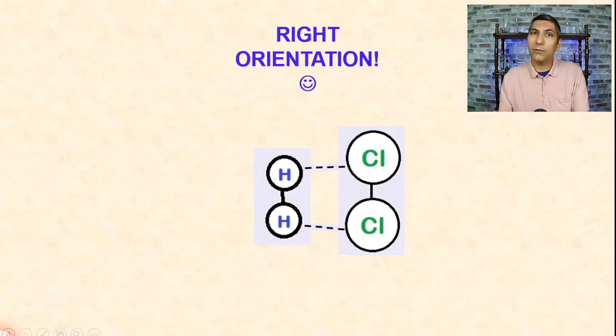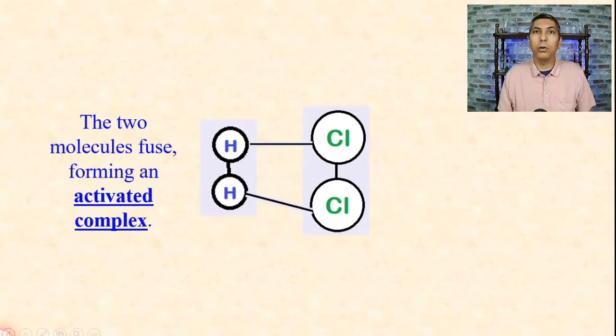Now, if you satisfy those two requirements, the molecules collide with enough energy and in the right orientation, then the molecules are going to fuse together. And so here we have our two molecules. We have an H2 molecule and we have a Cl2 molecule, and they have fused together. And they have formed what we sometimes call an activated complex.